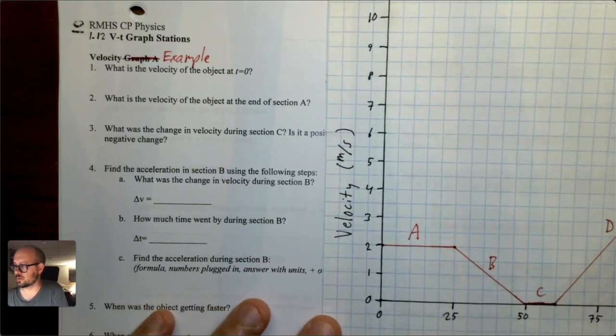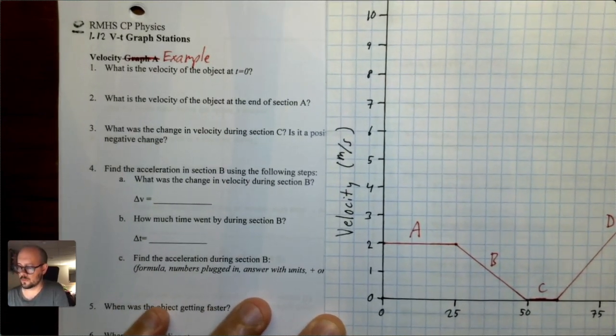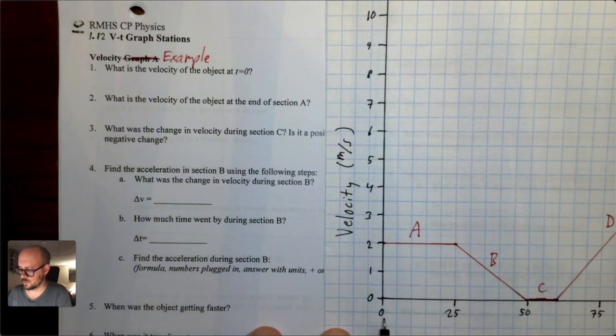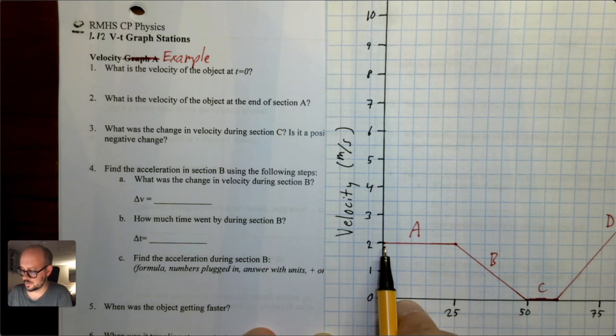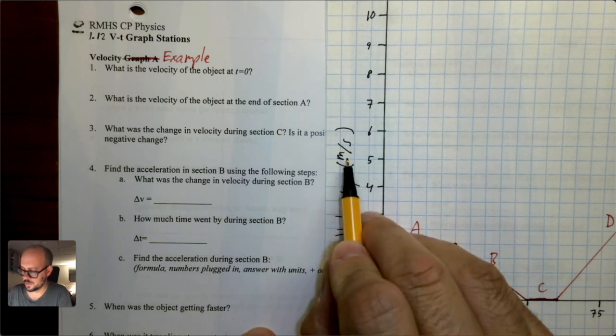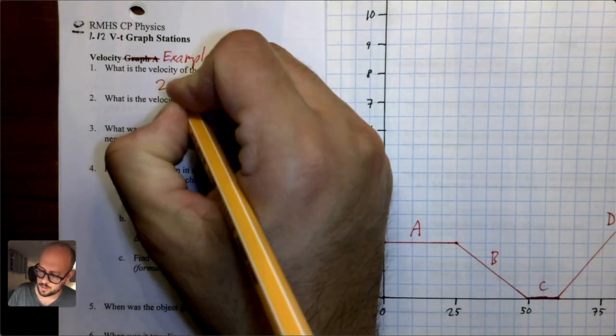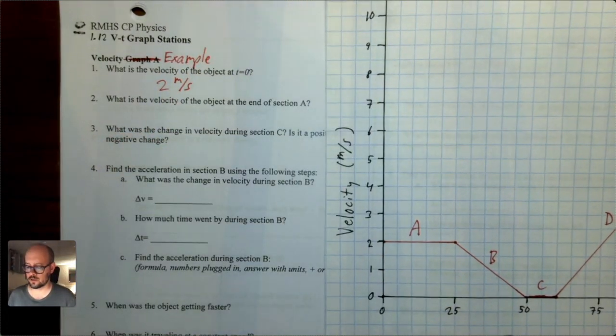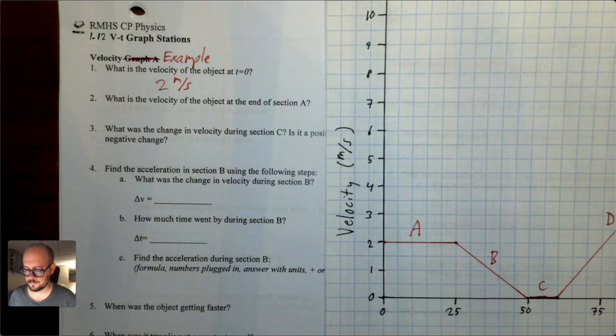And I'll go through everything here. So the first question is, what is the velocity of the object at t equals 0? So we go to 0 time, and we find where the graph starts. And that's at 2 meters per second. So far, we're just recording off the graph, and so make sure you write units along with every number.